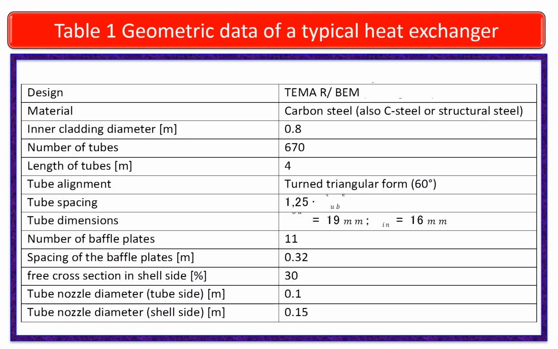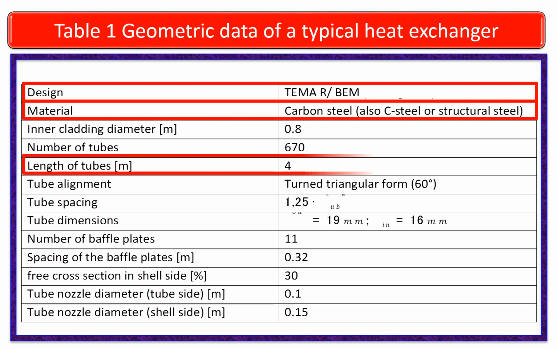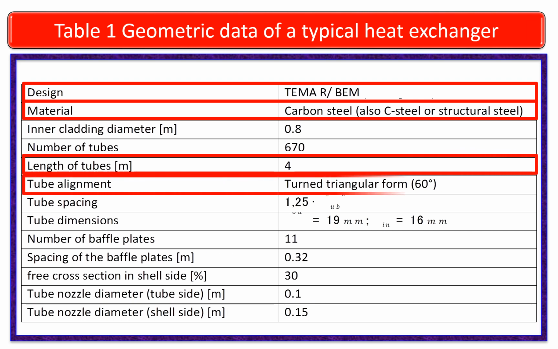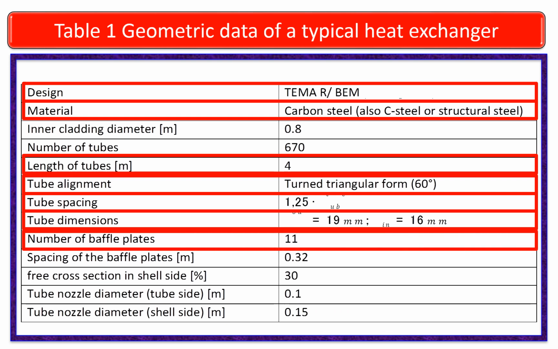Do you know what the geometric data concerning the design are? You can find it here. The type of heat exchanger, as per TEMA classification, you have to select. Then the material, whether carbon steel or any other special material required depending on the application. Length of the tube, alignment, whether it is square pitch or triangular pitch, tube spacing, tube dimensions, number of baffle plates, spacing of the baffle plates, and free cross section in the shell area, which is the baffle cut.